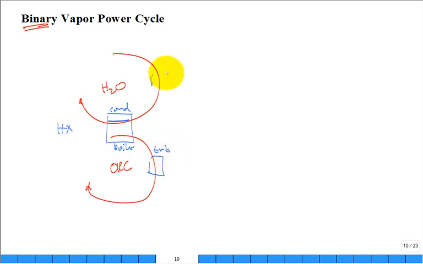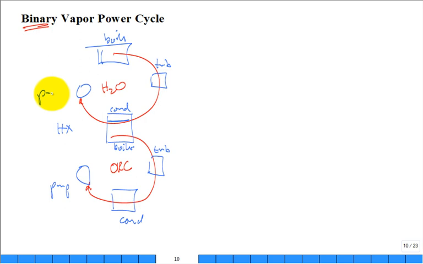for that one. You'd have a turbine for this one. You'd have a condenser for this one. Here you'd have a steam generator or boiler for this one. You'd have a pump, you'd have a pump. And so you do have four major components. It's just that one is shared between the two. This heat exchanger is the condenser for one and the boiler for the other.